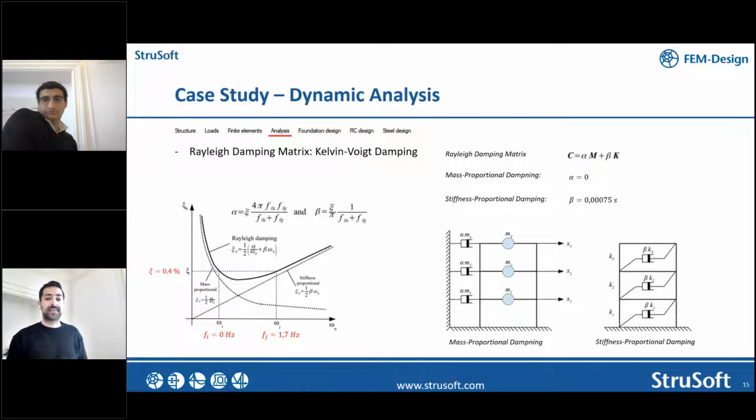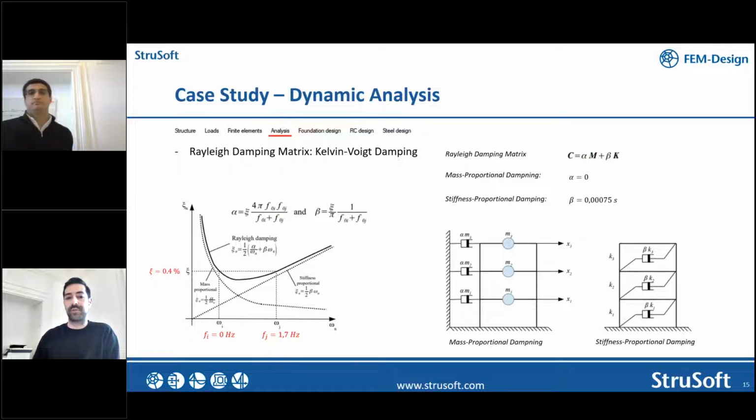The next tricky part is the Rayleigh damping matrix, which is a good method to introduce damping, but it's a mathematical trick. In this case, we wanted to damp the modes between 0 Hertz and 1.7, and we introduced a material damping according to Cetron, 0.4%, which in this case will be a Kelvin-Voigt type of damping. So the alpha value will be 0 and the beta value will be calculated according to the formula.